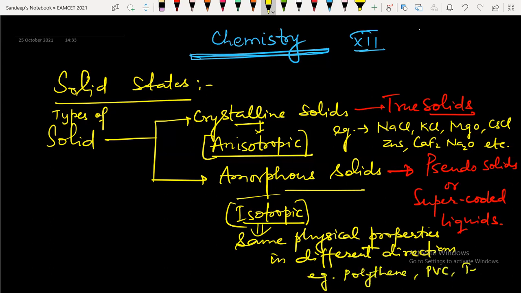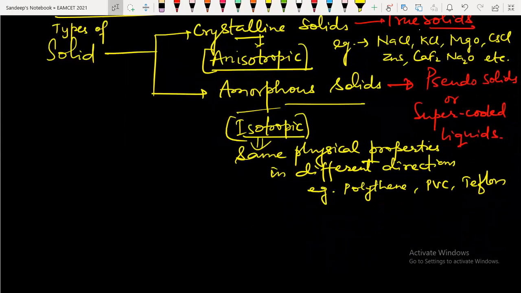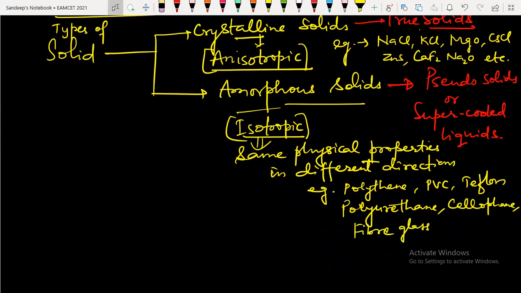polyvinyl chloride, Teflon, polyurethane, cellophane, fiberglass, etc. Some other examples of crystalline solid I am writing here.